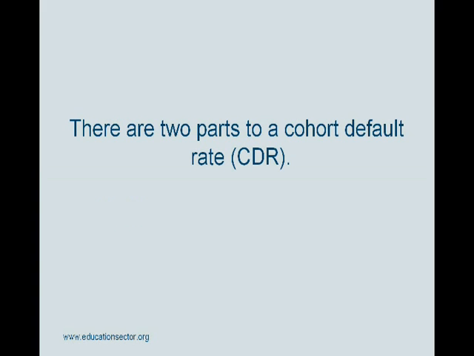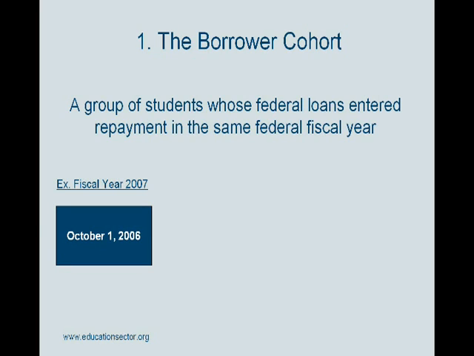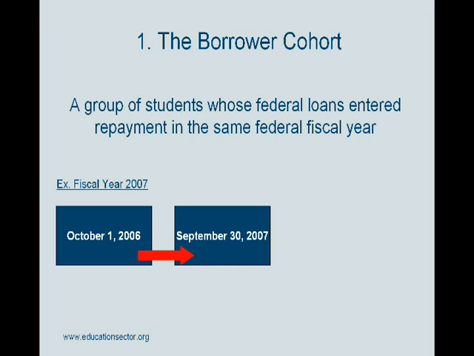There are 2 parts to a cohort default rate. The first is the borrower cohort. This is the group of students whose federal student loans enter repayment in the same federal fiscal year. For example, the 2007 cohort consists of all federal student loan borrowers who entered repayment between October 1, 2006 and September 30, 2007. The second part of this rate is the number of defaulters.